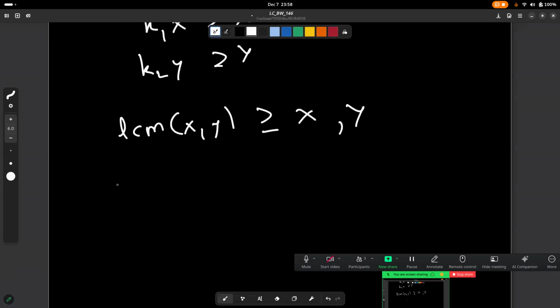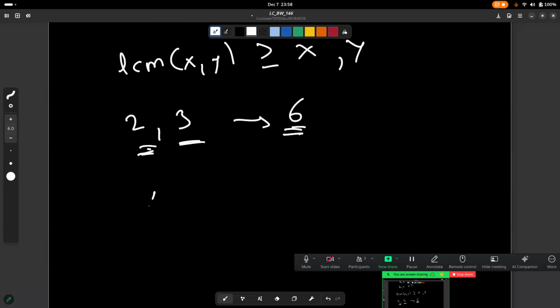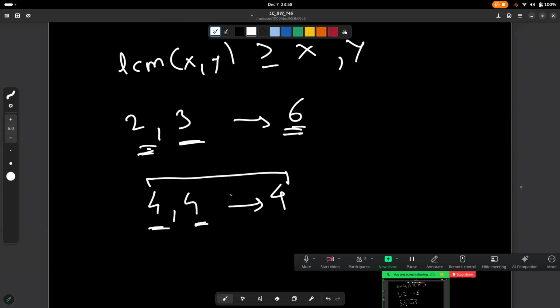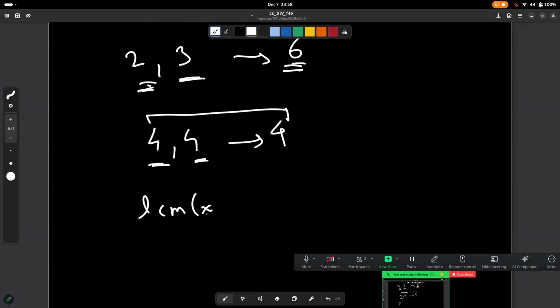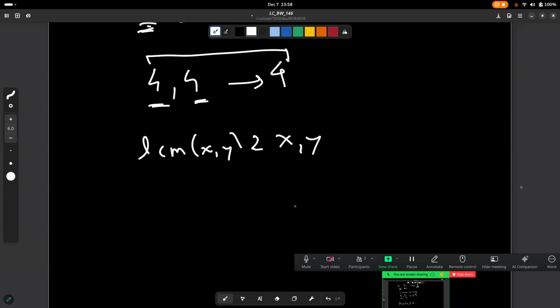Basically, this is my 2, this is my 3. Their LCM is 6. 6 is the smallest multiple of 2, smallest multiple of 3. And this multiple has to be at least this guy or greater than this. It has to be greater than 2, greater than 3. Even in the worst case, if you have both numbers equal, like 4 and 4, in that case the lowest common multiple is 4 itself. This is the base scenario where your LCM and the numbers are same. And in every other case, the LCM is greater than or equal to x, and it's also greater than or equal to y.